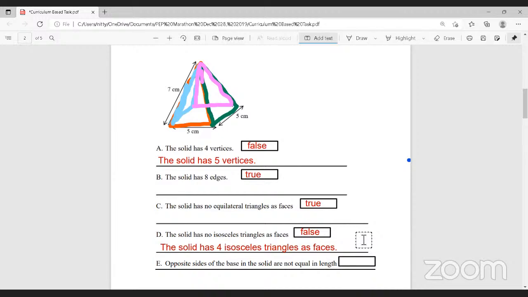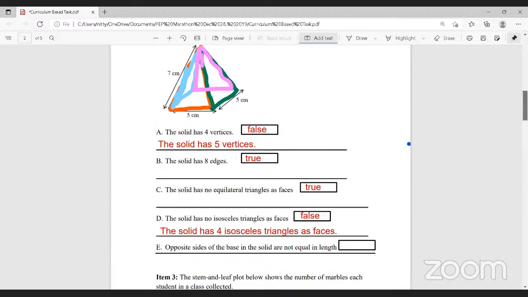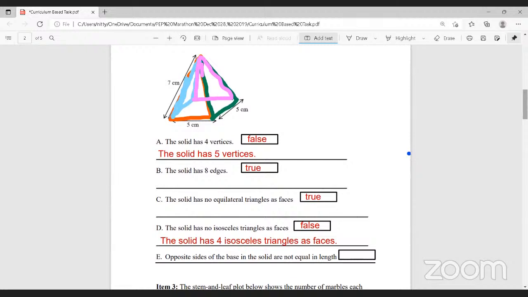All right, good. Now the last one here says, opposite sides of the base in the solid are not equal in length. Now, you all should know that because we have exhausted that point, right? About the base. So the base has what shape? What shape does the base have? If you know the shape of the base, then you can answer this question. What shape does the base have?